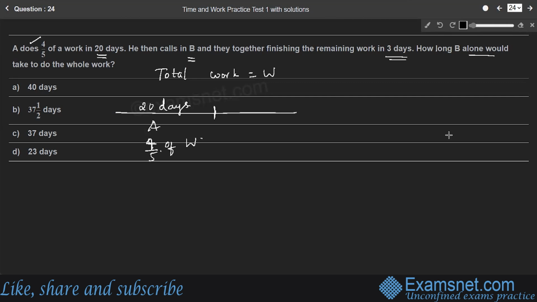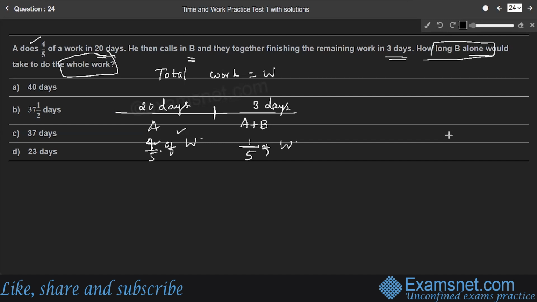After 20 days, he calls B. A and B together will complete the remaining work in 3 days. What is the remaining work? If the initial work is 4 by 5 part of total work, the remaining work will be 1 by 5th of total work. So total work minus 4 by 5 of total work gives 1 by 5 of total work, which is remaining. Using this information, we are going to find the time taken by B alone to complete the whole work. If B alone is doing that work, how many days will he be taking?